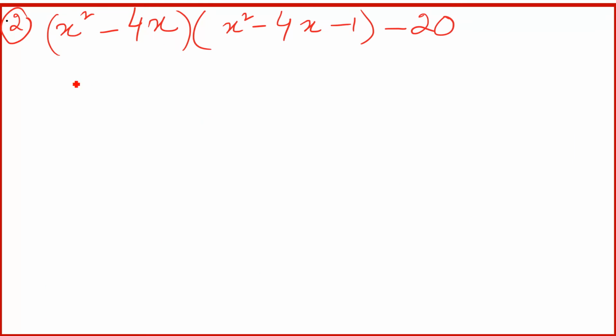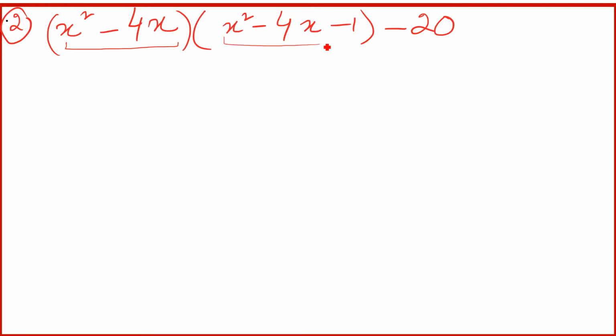One more question: (x² − 4x)(x² − 4x − 1), parenthesis closed, minus 20. We have to do factorization. So see here, in the first parenthesis we have x² − 4x.